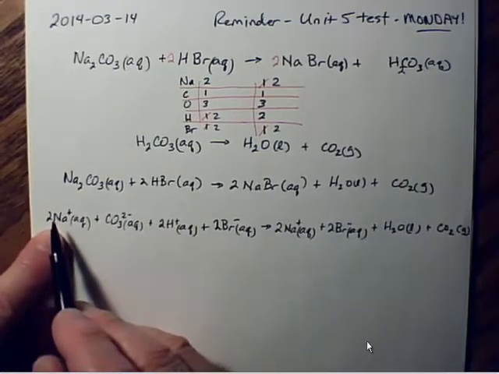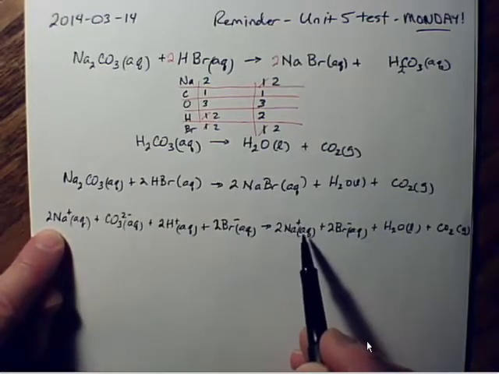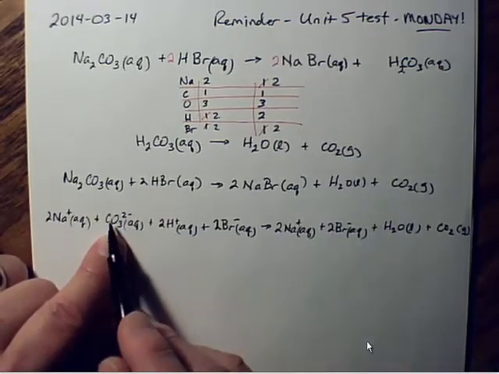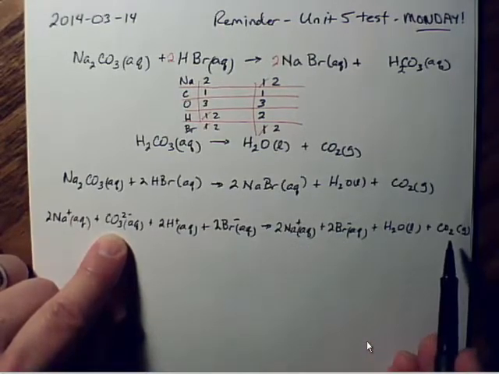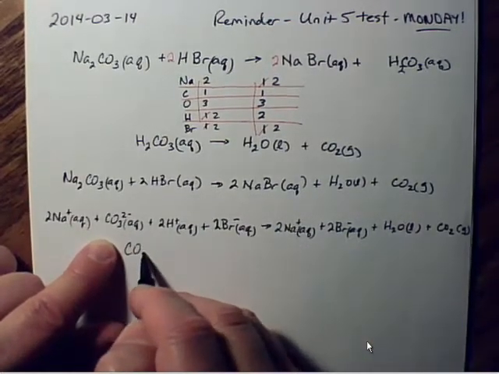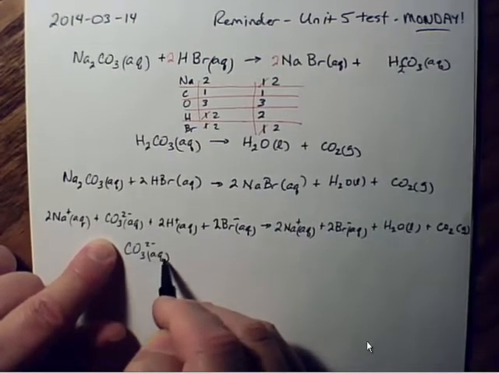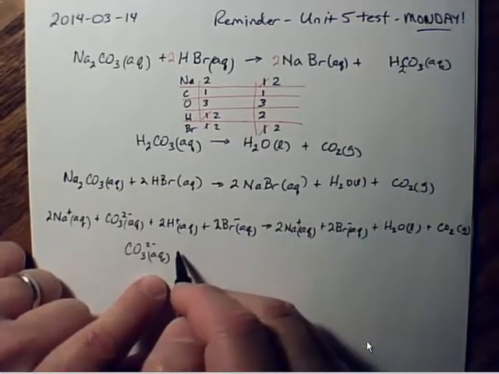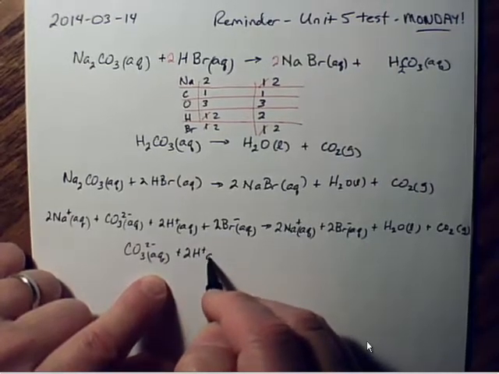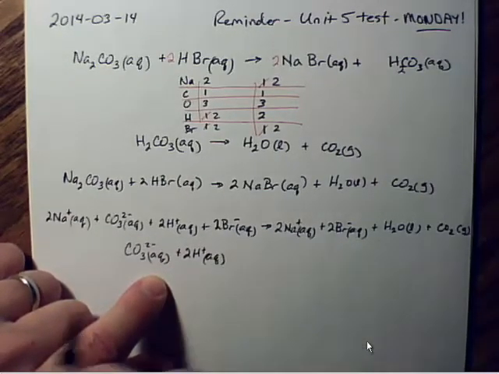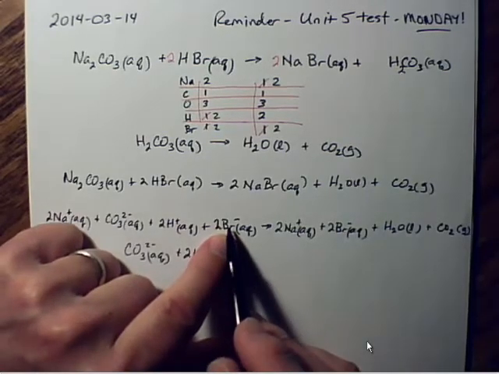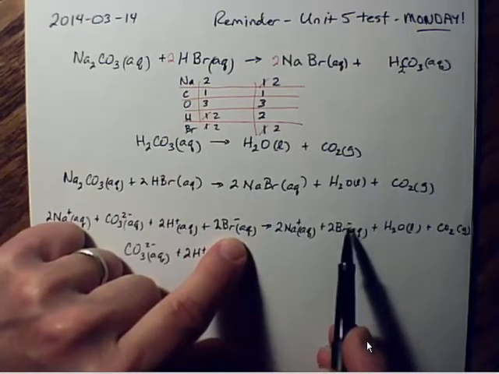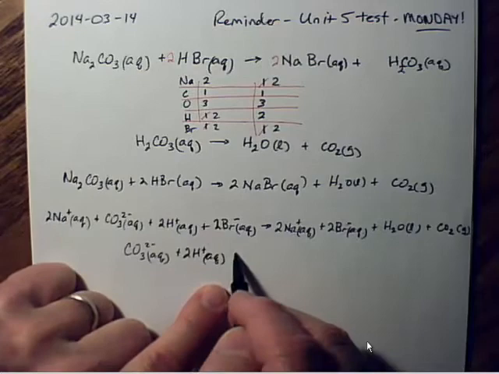So there's 2 sodium ions here on the left and 2 sodium ions on the right. We don't keep that for the net ionic equation. There's a carbonate ion here, but there's no carbonate ion on this side. So we're going to keep the carbonate ion. There's a hydrogen ion here, but no hydrogen ion on this side, so we're going to keep the hydrogen ion. There are 2 bromide ions on the left and 2 bromide ions on the right. It's 2 Br negative AQ, 2 Br negative AQ. They're exactly the same, so we're not going to keep that.